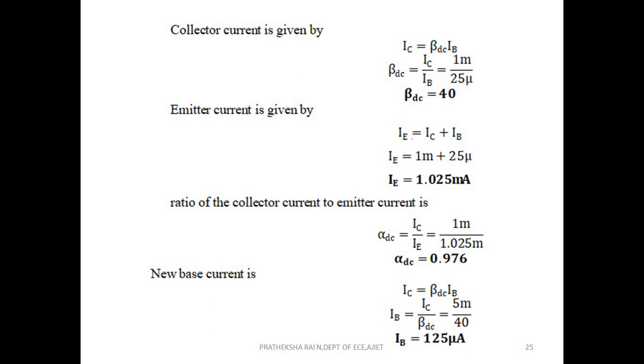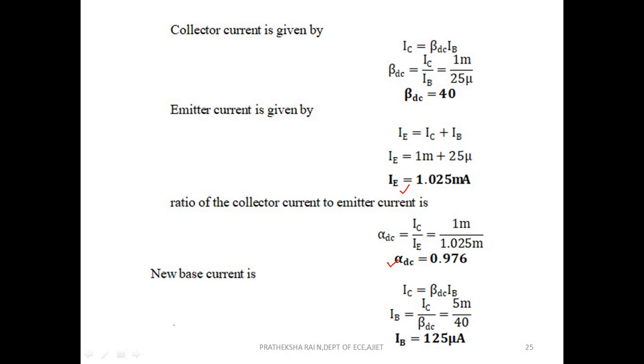From that we can find IE, which is equal to IC plus IB. Since IC and IB are given, we can directly write IE as the addition of IC plus IB. From that we can find alpha DC. Alpha DC is what? IC by IE. IE also we got the value, IC is already given. So substitute that value and we will get alpha DC.